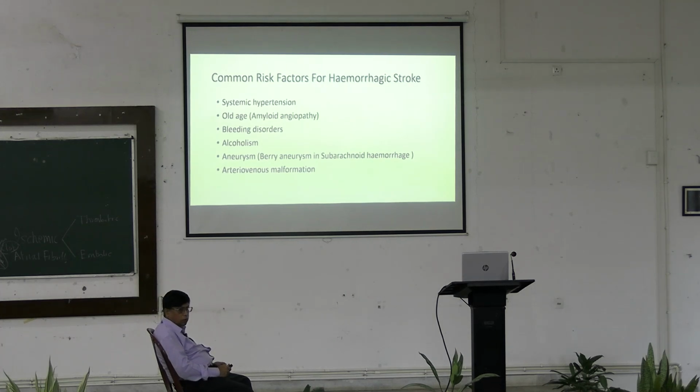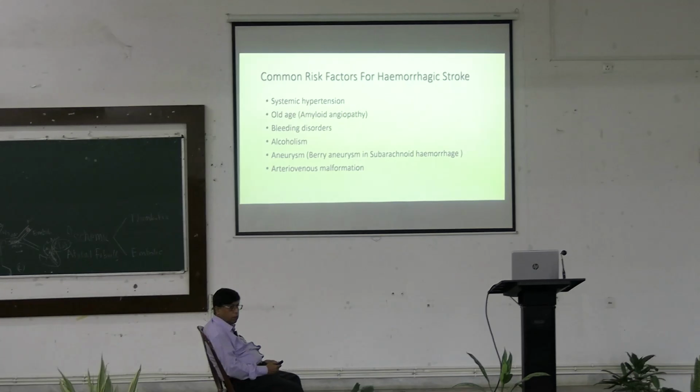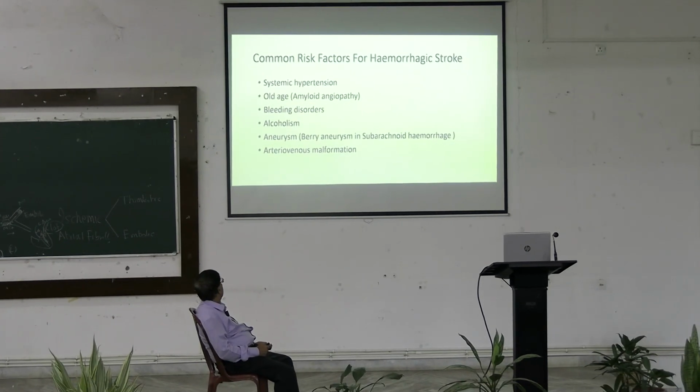Systemic hypertension is an important risk factor for hemorrhagic stroke. Old age, amyloid angiopathy, where vascular permeability is more. If there is a bleeding disorder, or the patient is taking some anticoagulants, then there is a risk of developing hemorrhagic stroke. And alcoholism is an independent risk factor for developing hemorrhagic strokes.